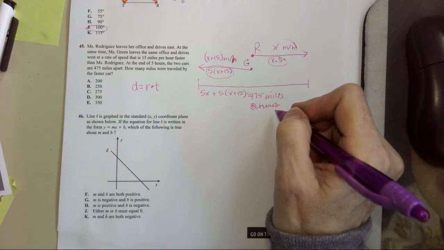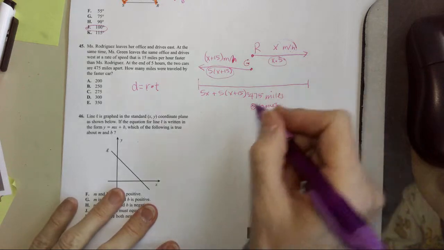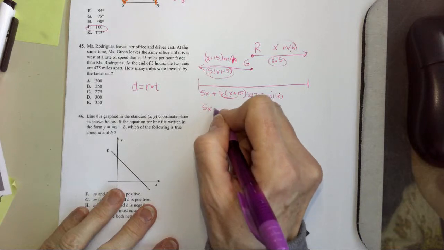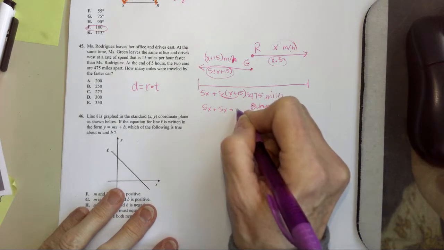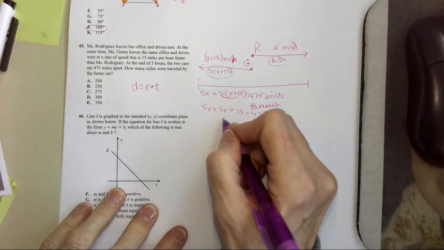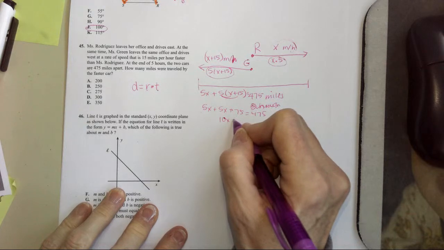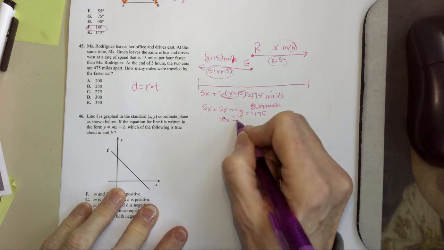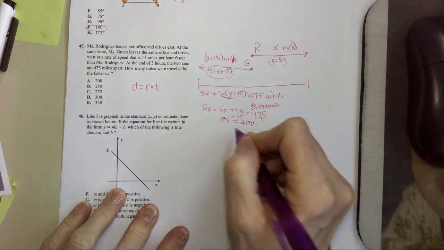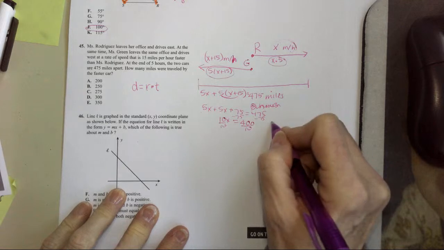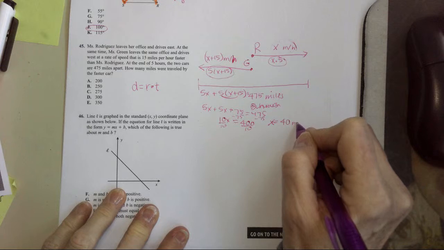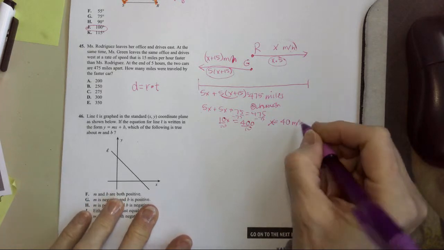Okay, now all I have to do is solve and find out what x is. So I'm going to distribute the 5. I will get 5x plus 5x plus 75 equals 475. Put the two x's together, so 10x. And I'm going to subtract the 75 from both sides. So 10x equals 400. Divide both sides by 10, and I find out that x is 40, or 40 miles per hour. That's her rate.